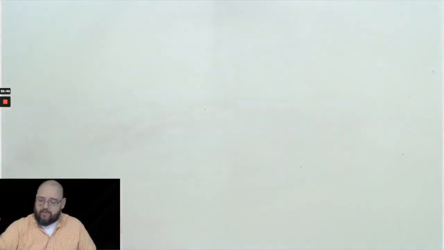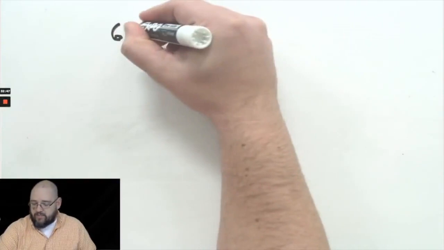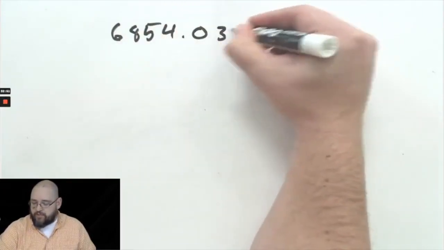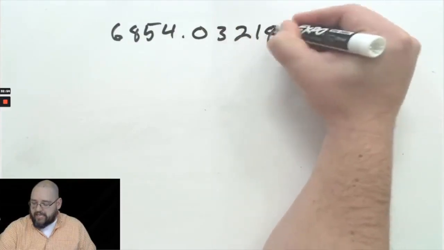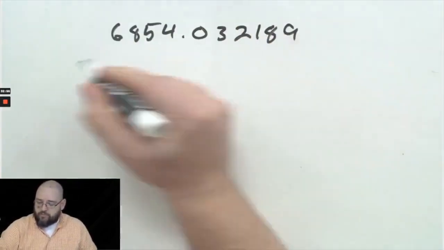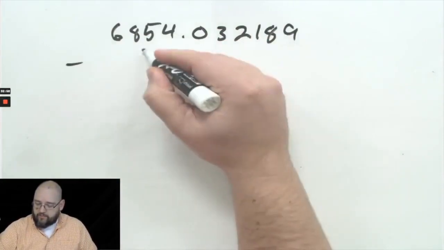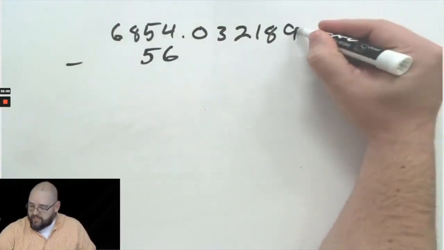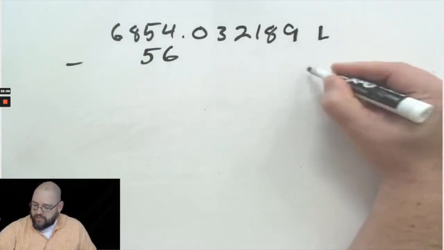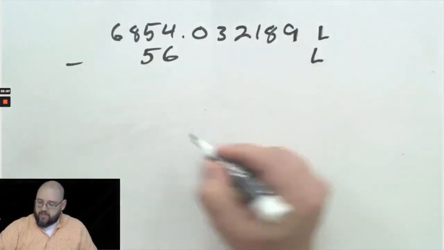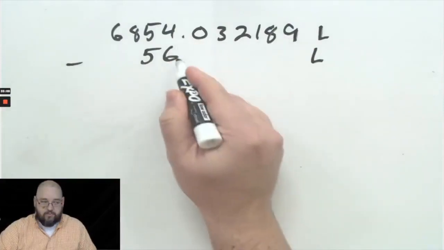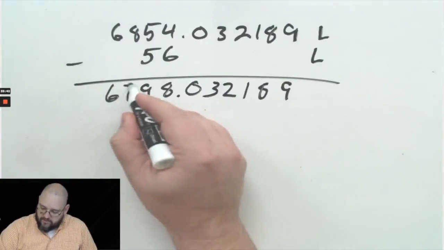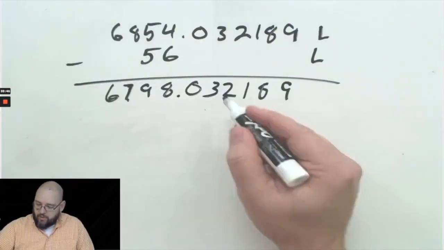Let's say I have 6,854.032189, and I want to subtract 56. All right, and since I need a measurement, we'll call these liters, and we want to subtract 56 liters. So I'm going to line up my decimals, the decimals right there, and I'm going to put this in. We have 6,798 point blah, blah, blah, blah.